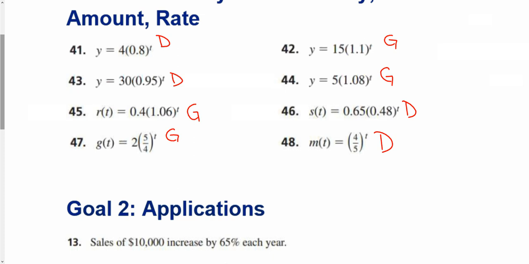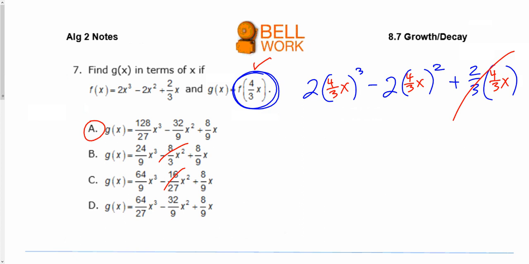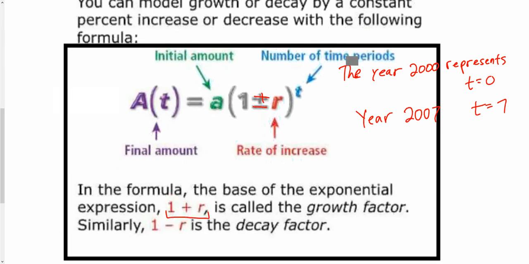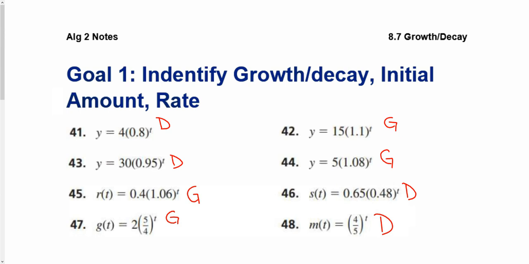The initial amount, let's go back to the formula and see where we find initial amount. So your initial amount is the number that's in front of the parentheses. So let's go back over here. What's our initial amount in 41? 4. So that means A equals 4.